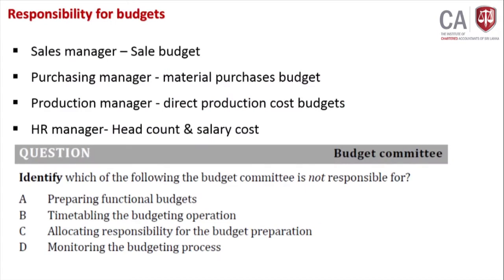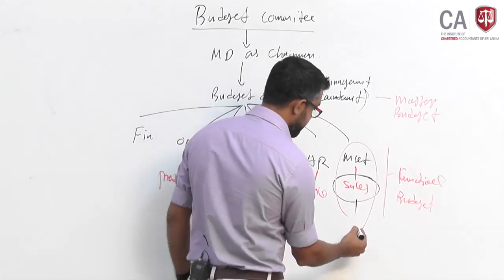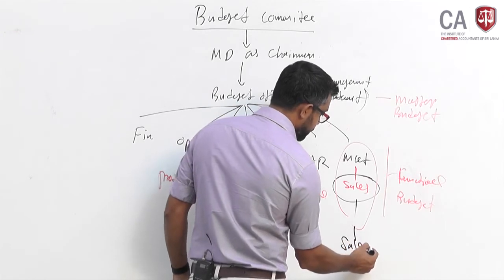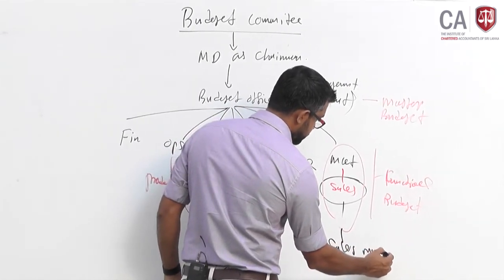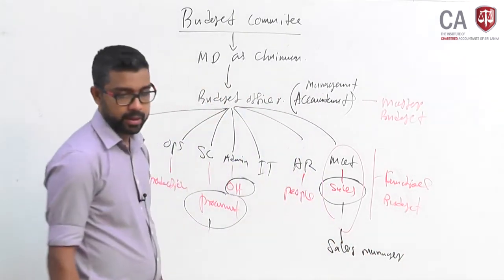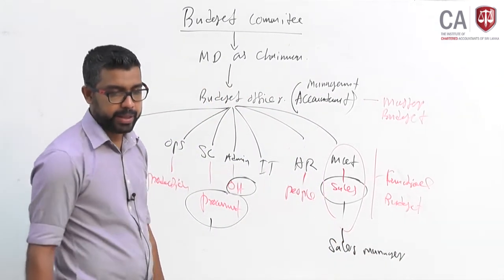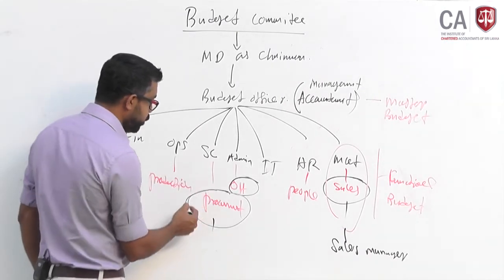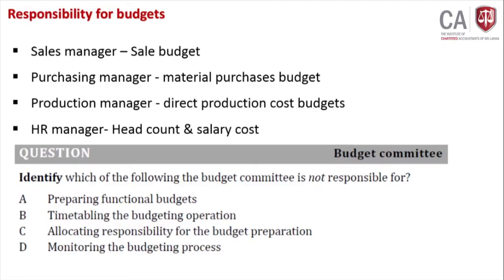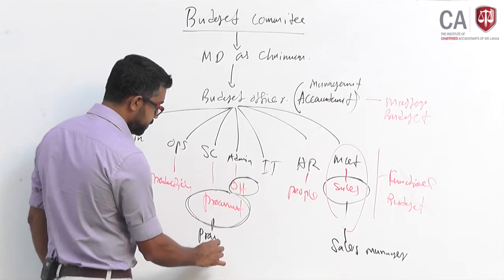Responsibility for budgets. කවුද මේ budgets වලට responsible? Right? Sales manager is responsible for sales budget. Sales manager, marketing manager maybe responsible for sales budget. කවුද? Sales manager. And purchasing manager, all right, supply. They are the people who purchase, procurement. So purchasing manager is responsible for material purchasing budget. Purchasing manager, procurement manager.